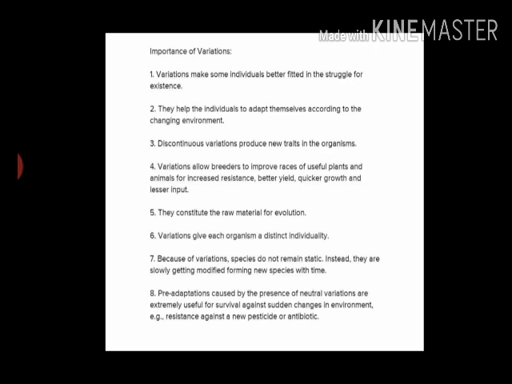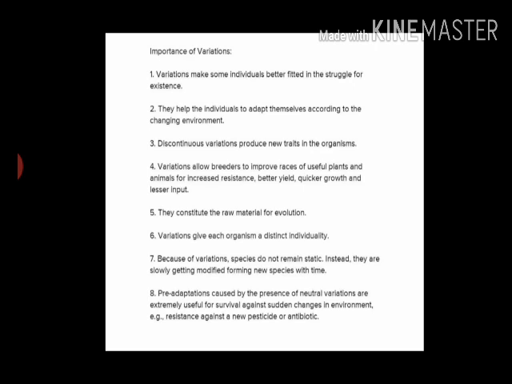And discontinuous variation produces new traits in the organism. If there is a discontinuous variation, it is produced in the progeny, so it can be seen in the next progeny as well. Variation allows breeders to improve races of useful plants and animals for increased resistance, better yield, quicker growth, and lesser input. We see that many plants get very resistant towards pests. That means the progeny of the plants is so good, and that is an improvised breed that they use, and they constitute the raw material for evolution.